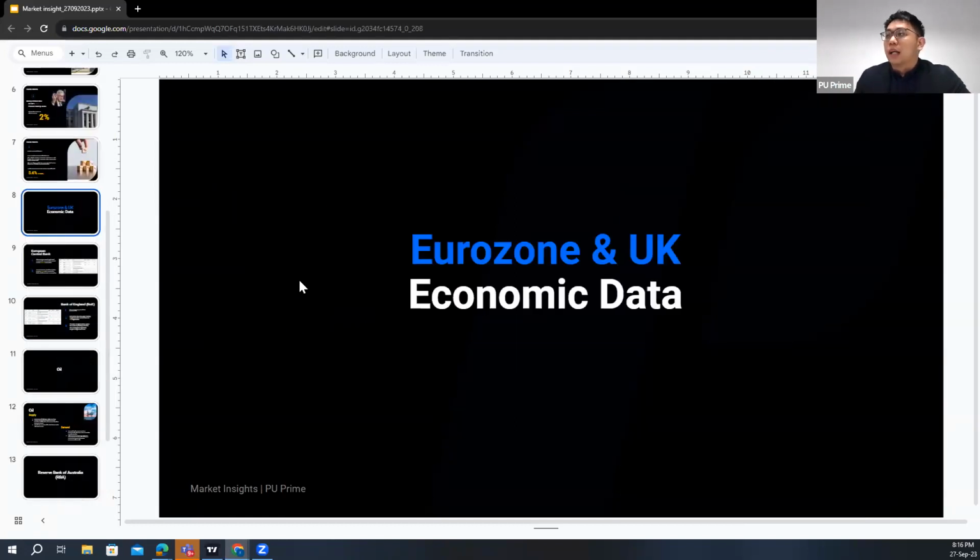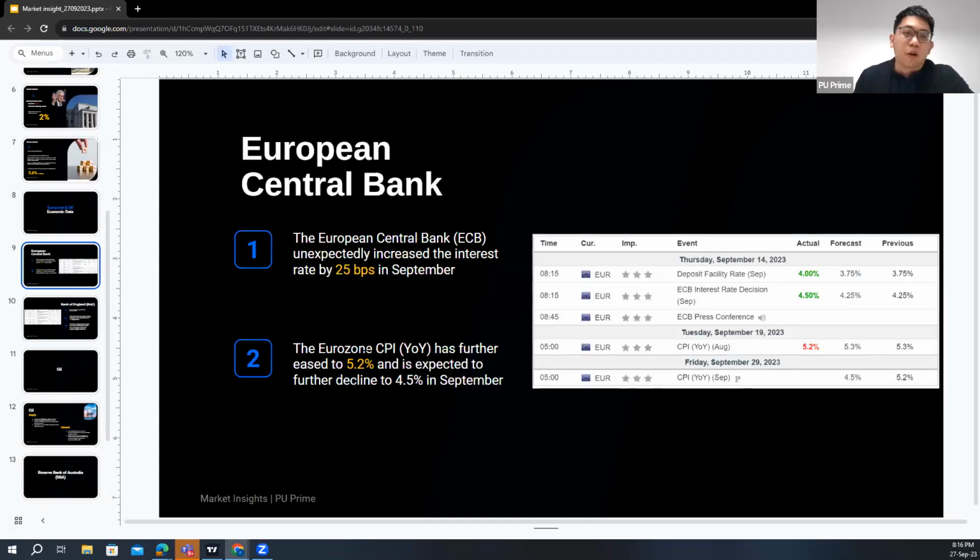And moving on, we will discuss the economic data from the Eurozone as well as the UK. And from there, we will also discuss the price movement for the cable and also the EU pair. First of all, from the ECB, we know that the ECB had an expected increase in the interest rate last week by 25 basis points for September. And normally when there's an increase in the interest rate, it will lead to an appreciation in the currency. But this is not the case from what happened last week.